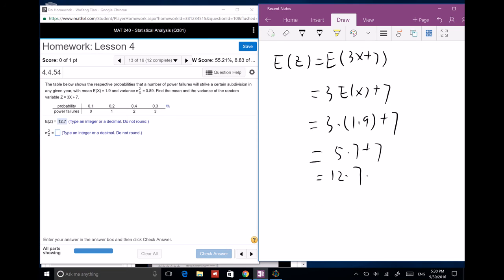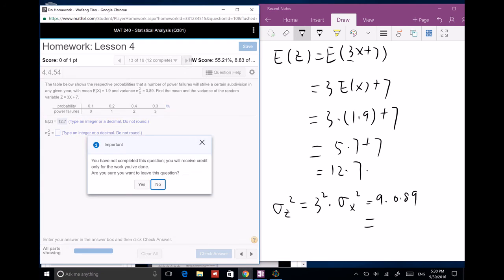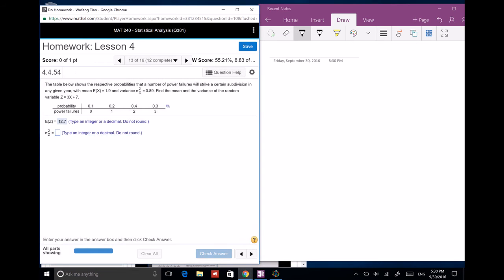Sigma z square is the same thing, it's a square, where the coefficient is 3. So it's 3 square times the sigma x square, which is 9 times sigma x square, given as 0.89. So find the answer and plug and type it in. Next one.